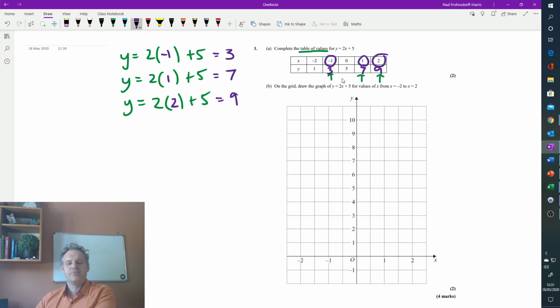I now can check for 2 marks. That means I have to have all of those things correct. So these go up in 2s, so we're quite happy it's going up in 2s. I can now plot them all. Because it's given me them all, why not plot them all?